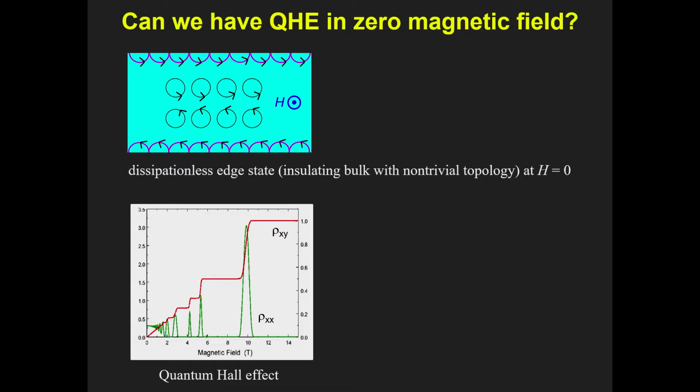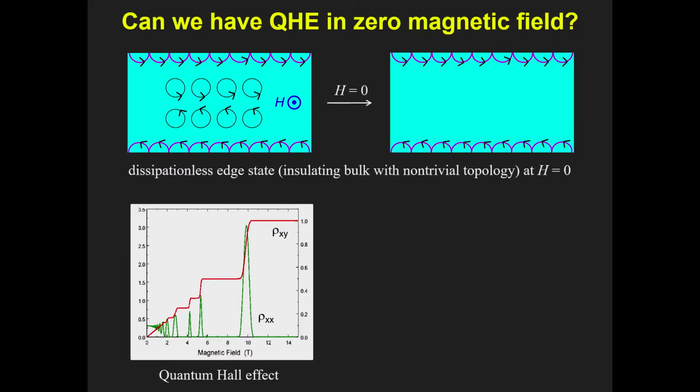It's an old question, as Duncan mentioned. The question is, can we have quantum Hall effect in zero magnetic field? This is the picture for the quantum Hall effect in high magnetic field, where the magnetic field creates discrete Landau levels, localized bulk states, and has this dissipationless chiral edge state, which gives you the quantized Hall conductance.